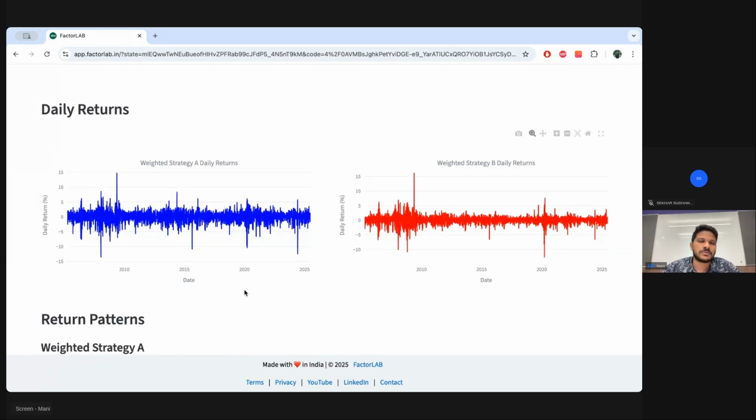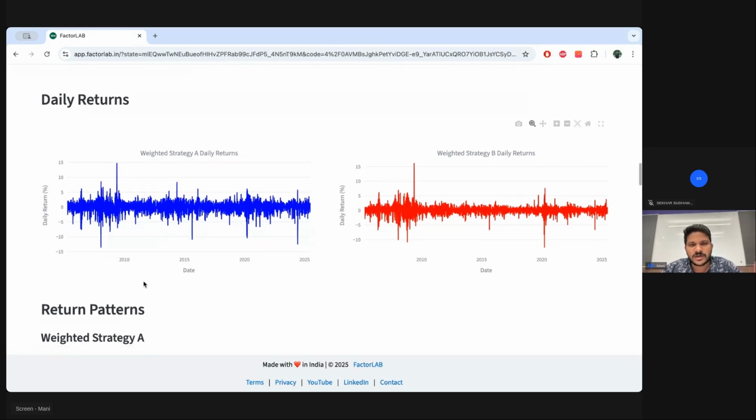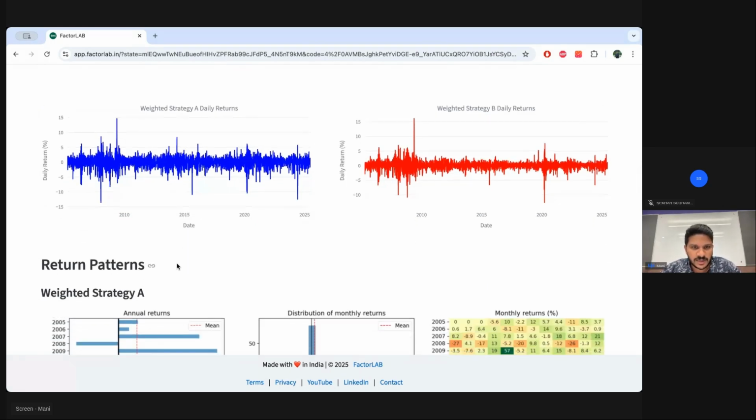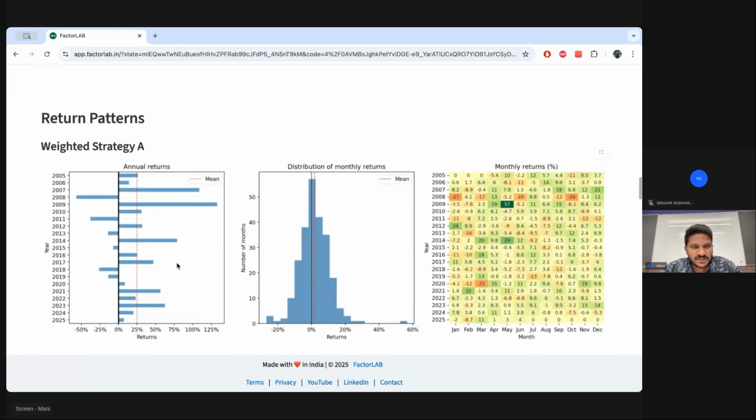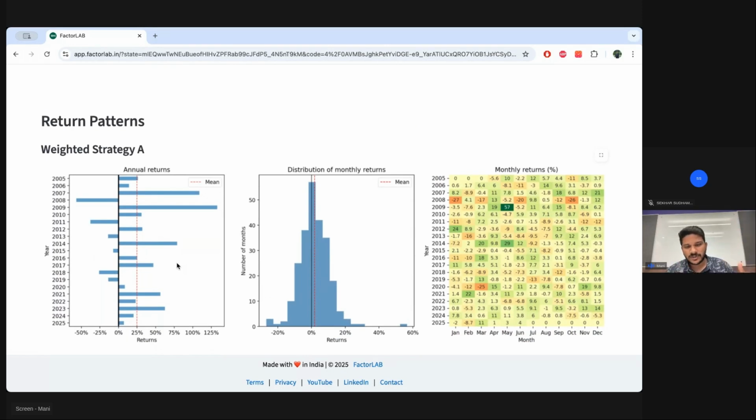The idea is not to overwhelm you, but at a high level you can see how the fluctuations are on a daily basis, right? You need not get too much into this, but at a high level this is what it looks like. And then these are the return patterns, right? First we will look at the return patterns, then we'll look at the risk patterns as well. This graph essentially shows you the annual returns. So in 2005, roughly there's a 25% gain. In 2006, there's half of it, and so on, right? So that's where you see the annual returns.